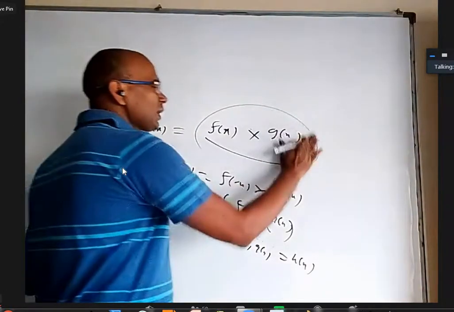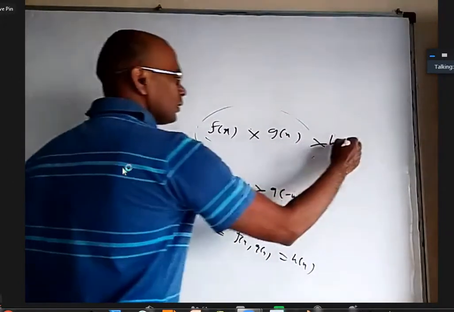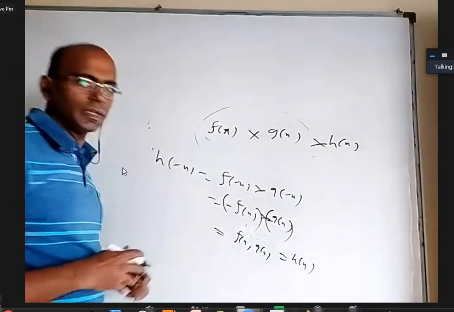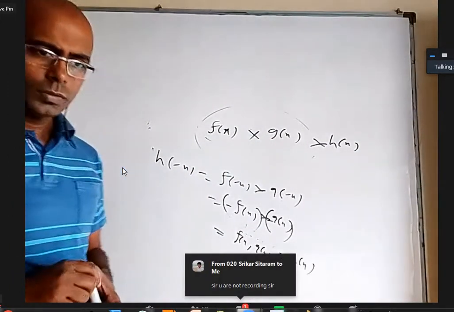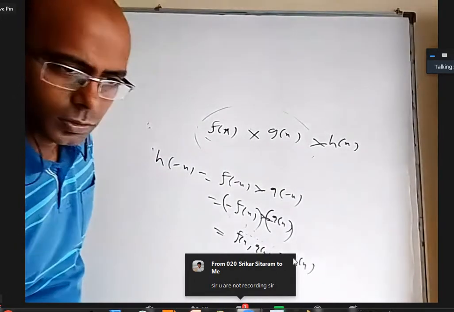What if I multiply 3 even functions? Let's say this alone is even, this alone is even, this alone is even. This total will be even or odd? Even function. Okay. Yeah, I'm recording this class not in Zoom but in screen way.